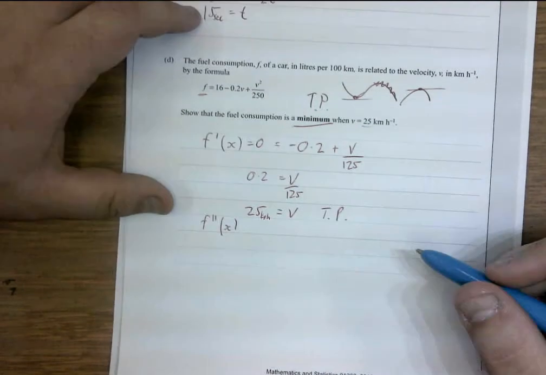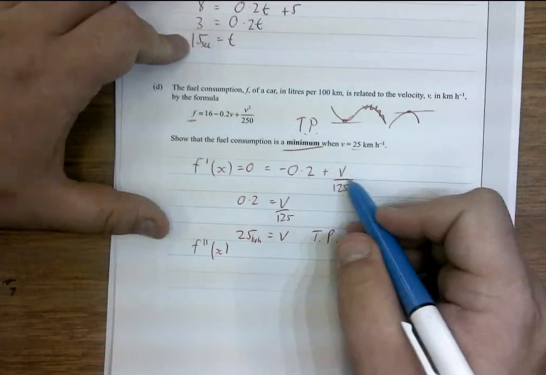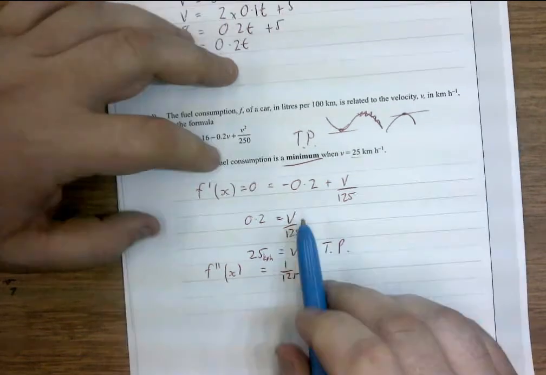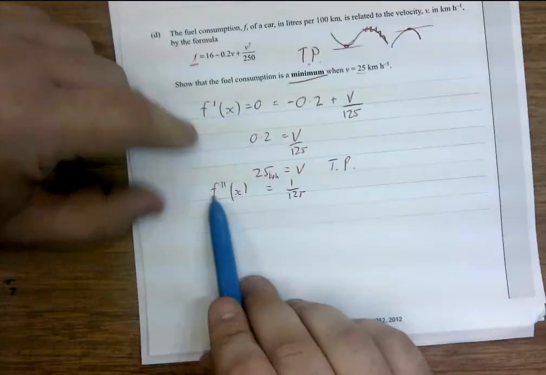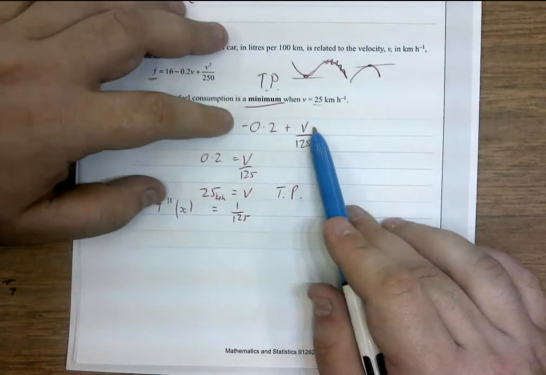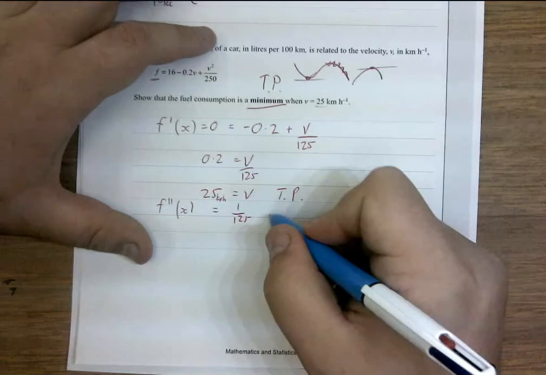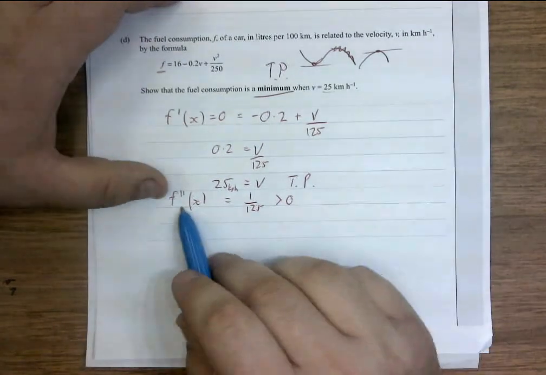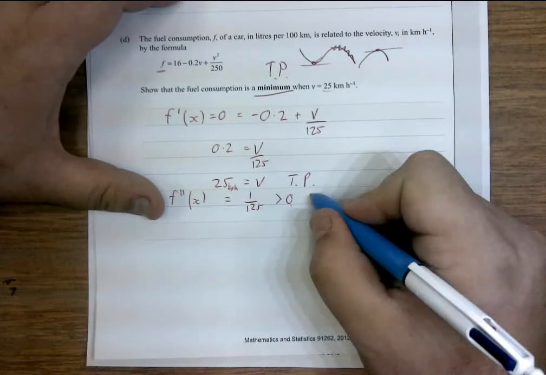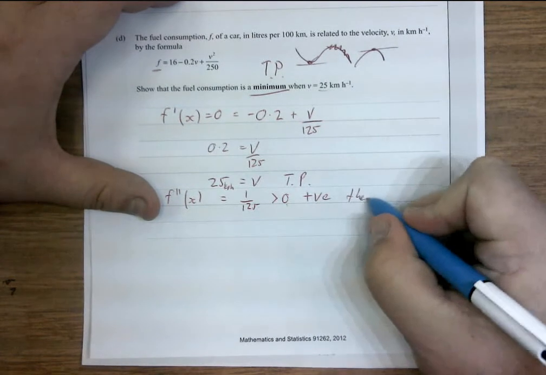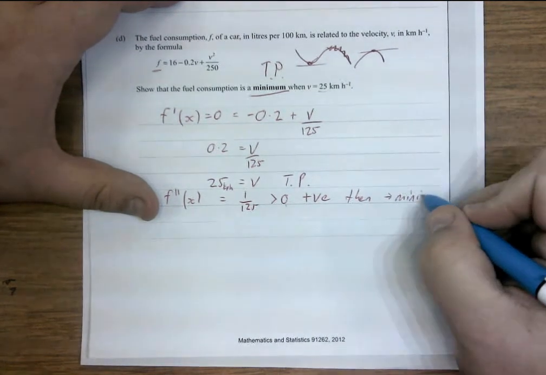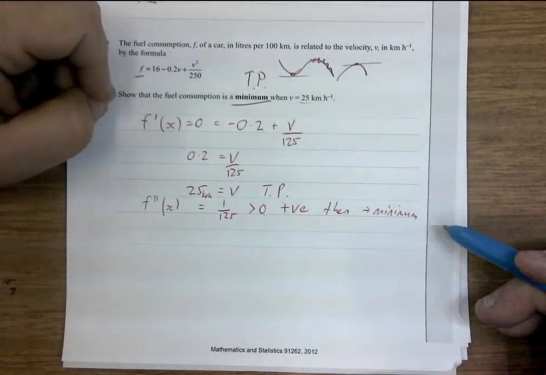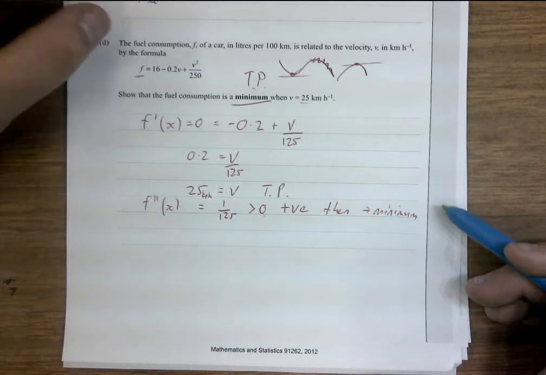So I'm going to derive the equation again. So if I derive f prime to get f prime prime, it will give me 1 over 125, which as you can see is always bigger than 0. If your second derivative is bigger than 0, if it's positive, then you have a minimum. That's because the change in the gradient is positive. So the gradient's getting bigger.